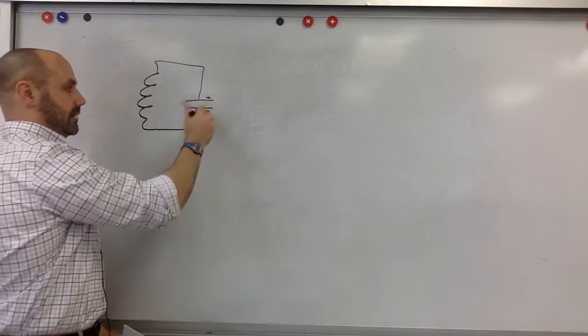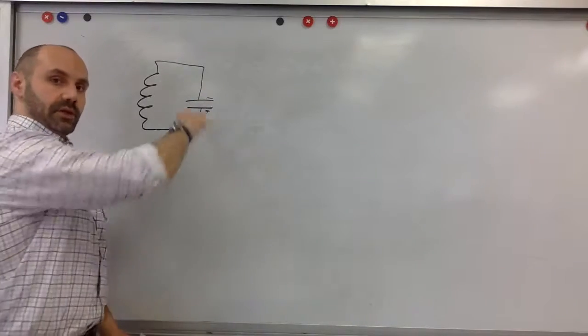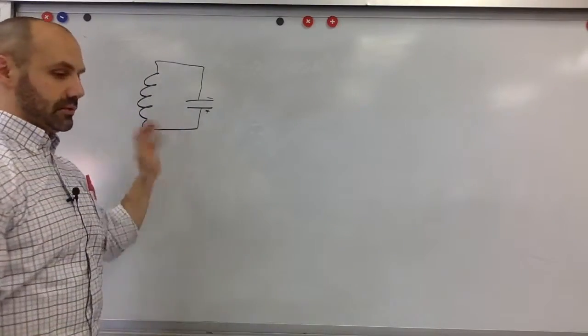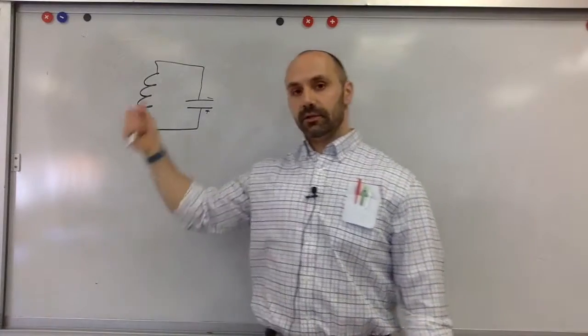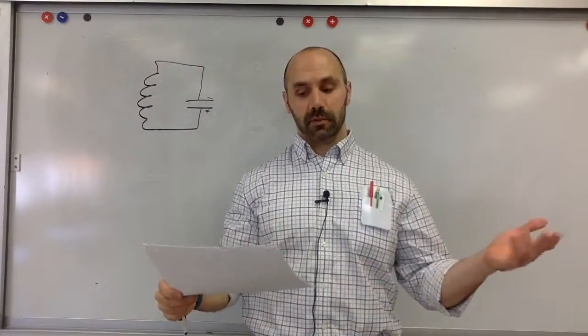And so then I'm going to have plus and minus here. This gets charged up now, it wants to discharge. And so what we end up having is an oscillation. We have an oscillation between the magnetic field in the inductor and the electric field in the capacitor. And we get simple harmonic motion here.